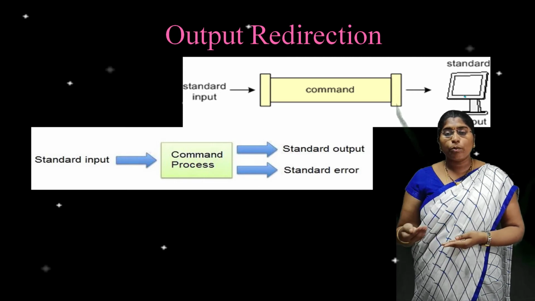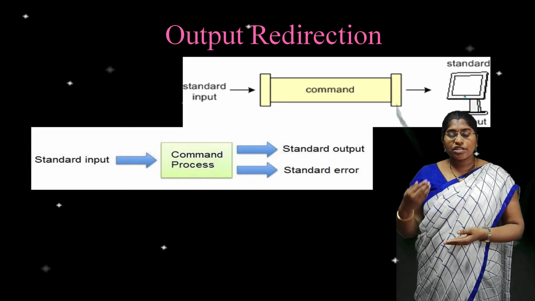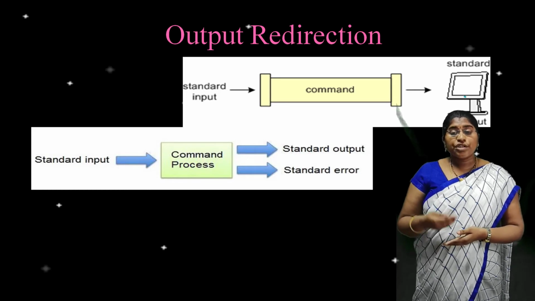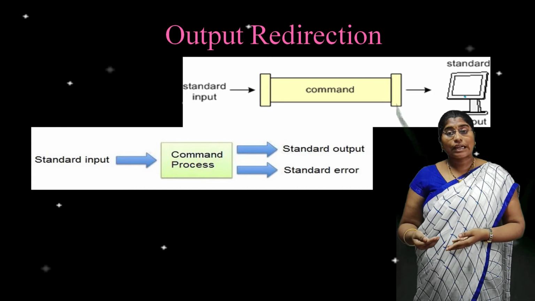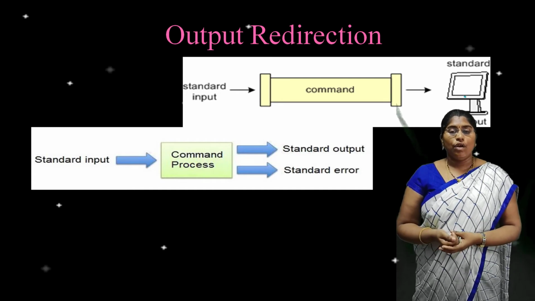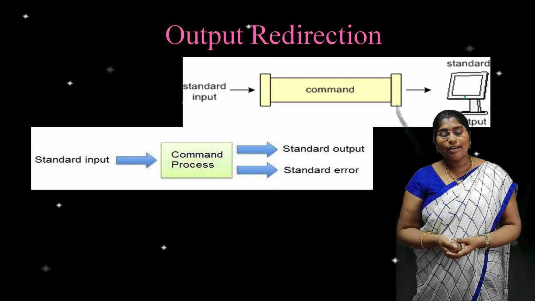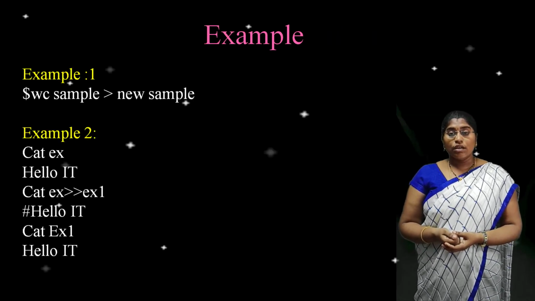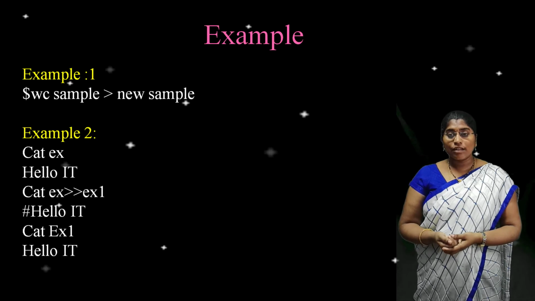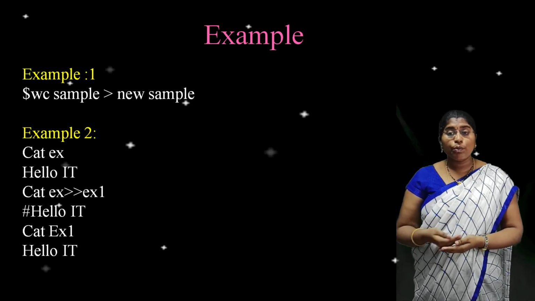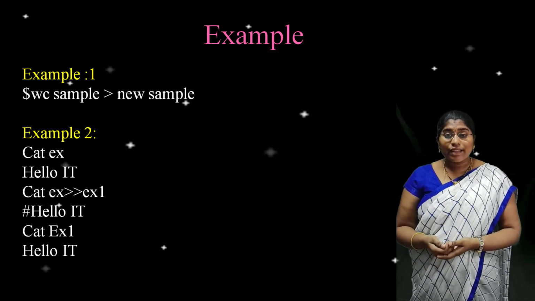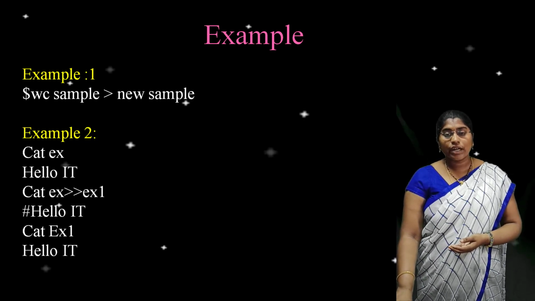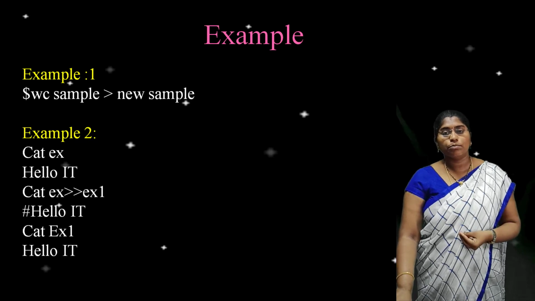The first one is output redirection, which is represented by greater than. The output redirection with appending is represented by double greater than. Okay, this is the difference between greater than and double greater than. Let's see this example: $ wc sample > newsample. In the above example, the output has been redirected to the file called newsample. So this is the best example for redirecting output.